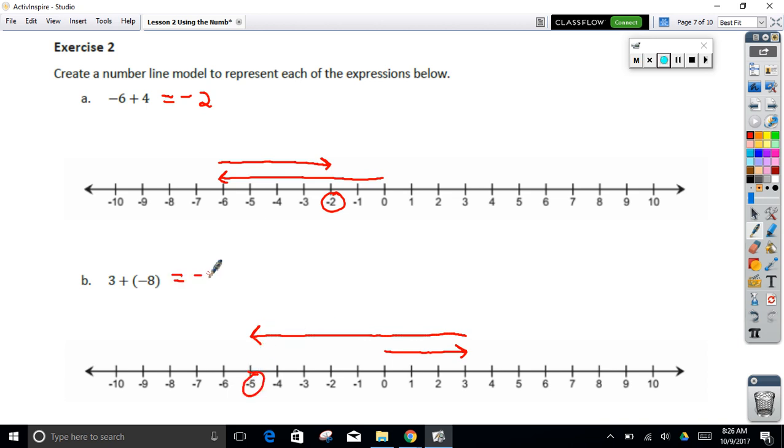Okay, so 3 plus -8 is -5. Any questions about this? It looks good as I was walking around. Okay.